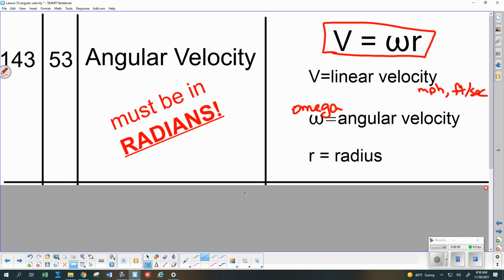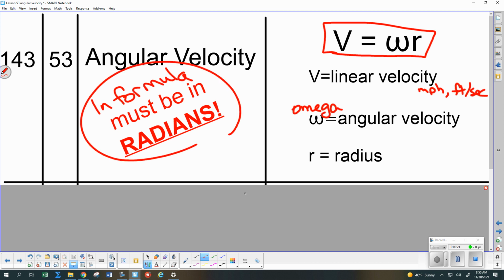The trick with this formula: we can talk about angular velocity away from this formula in degrees per second, radians per minute, or revolutions per second. But in this formula, we can only talk about it as radians. So if they say it has an angular velocity of so many revolutions per minute, before we can plug it in here for omega, we have to change it to radians. If we use this formula and we know V and we're trying to get omega, our answer will be radians. If we want something different, then we have to convert it. That's the hardest part of this whole formula.